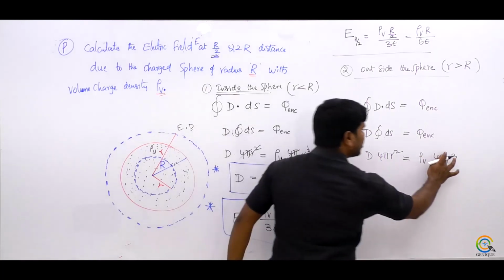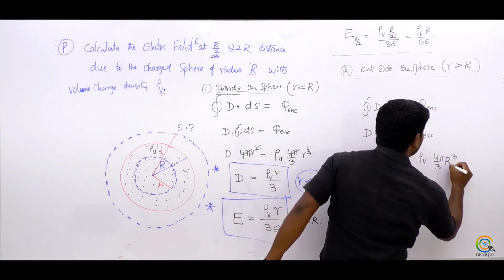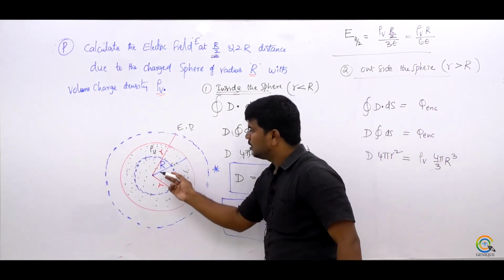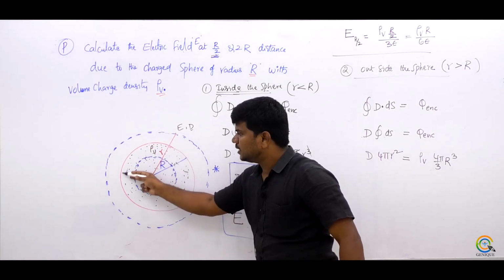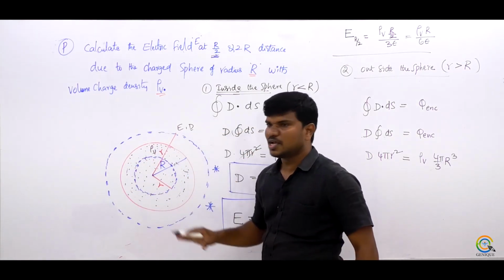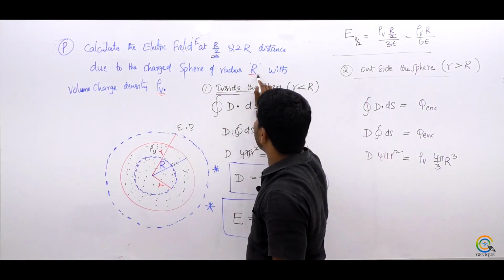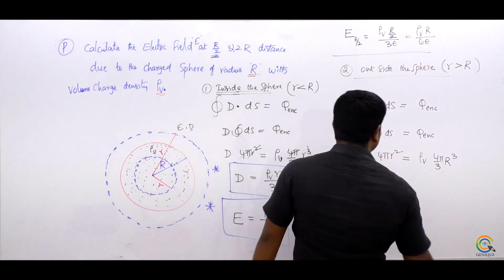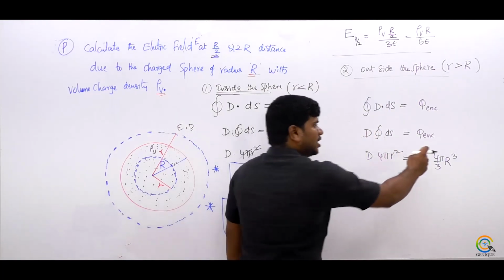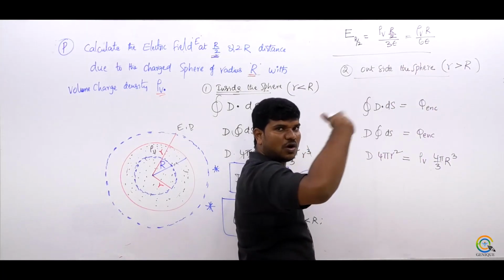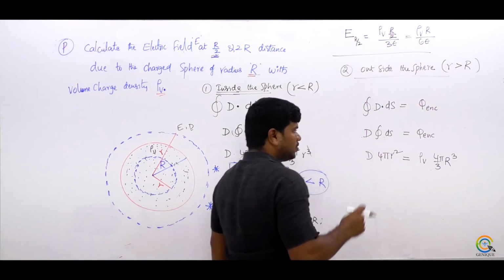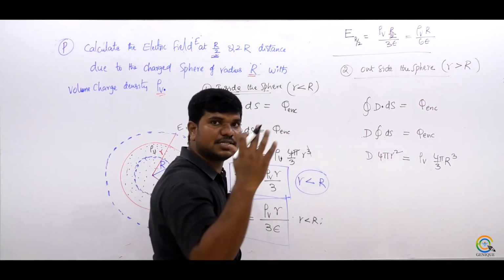What is this r cube? This is capital R cube. Why? Because I have to consider only the sphere, since only the sphere contains the charge. The sphere has how much radius? Capital R. If you write small r, it's gone. So where you write small r and capital R is important.